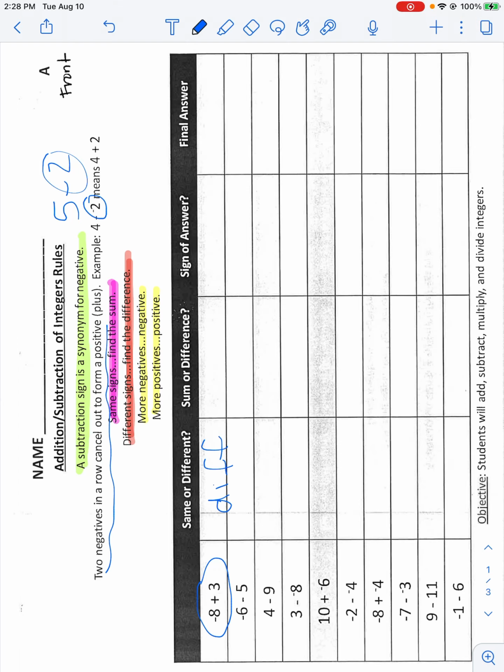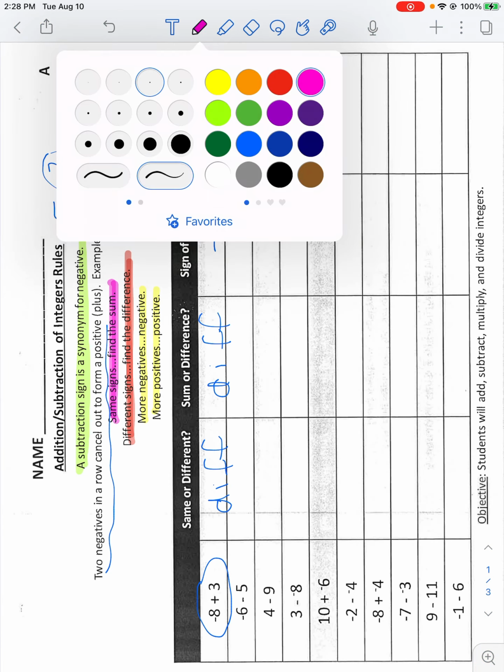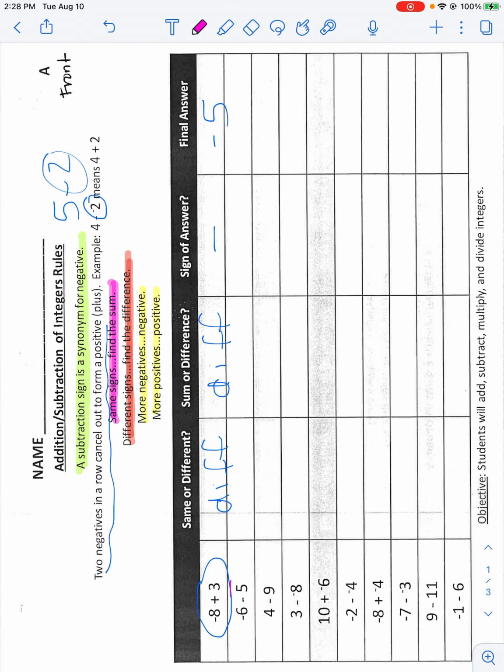Now, what does it say? Different signs find the difference. Find the difference means to subtract. Sign of answer. More negatives means a negative answer. Final answer. So if I have different signs, I'm going to subtract. 8 minus 3 is 5, and I had more negatives in my problem, so my final answer would be negative 5. I'm going to switch colors just so you can see where I'm at.